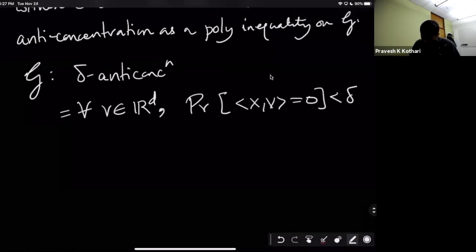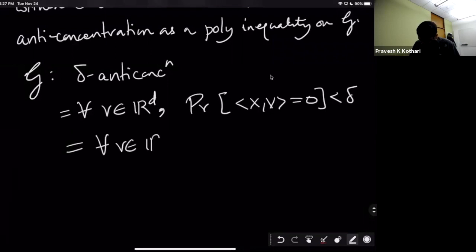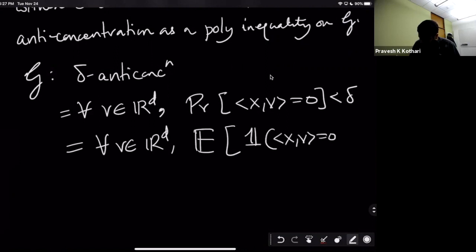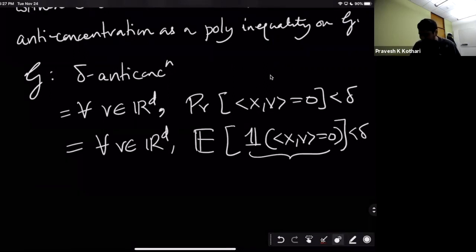Okay? I'm going to claim that this is the same as the expectation of the indicator of this event being at most delta. Still agree? This is simply the function that outputs 1 if x dot v is 0 and outputs 0 otherwise. Then the probability of x dot v equaling 0 being at most delta is the same as saying that the expectation of this indicator of x dot v equals 0 is at most delta. Still good? And I'm going towards this because I want to phrase this fact as a certain polynomial inequality that G satisfies.